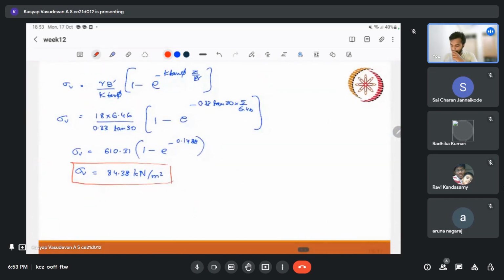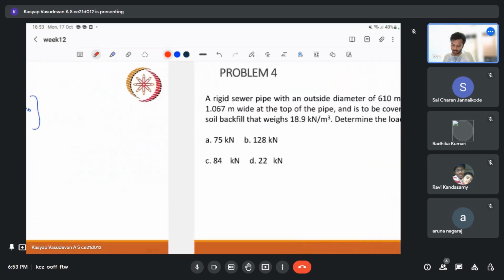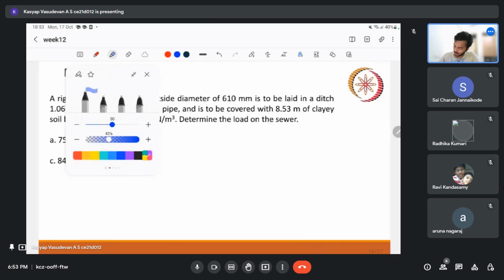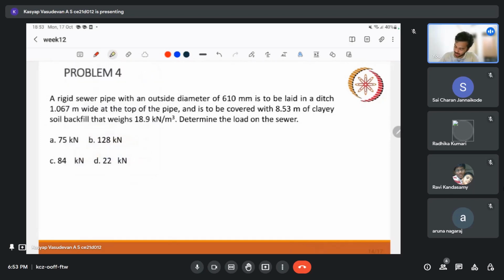Now, before we wind up, we'll just do one more question. This question is for a sewer pipe. What's happening here is we have a rigid sewer pipe, and its diameter is given, ditch height is given, so ditch width is given.